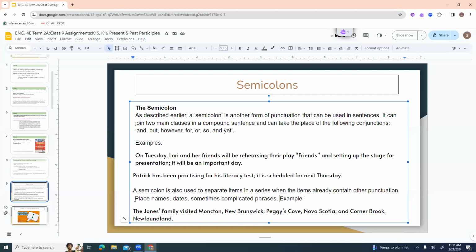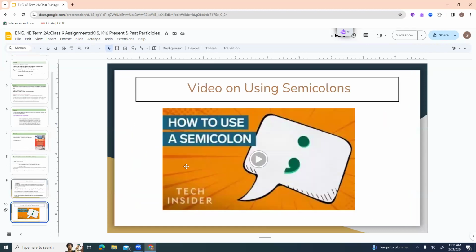Okay, so I want to show you a quick little video on this. It's one of those things that I don't feel like semicolons is really taught very much in grade school. At least I didn't know anybody who taught it, but you'll see it a lot in writing.